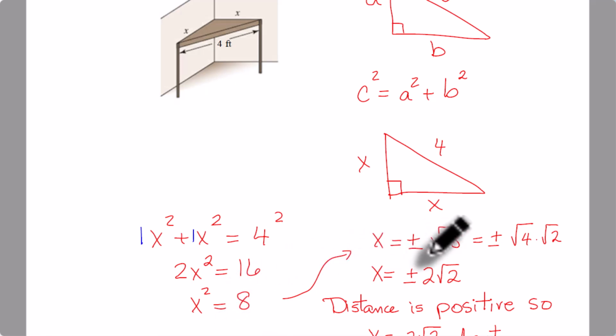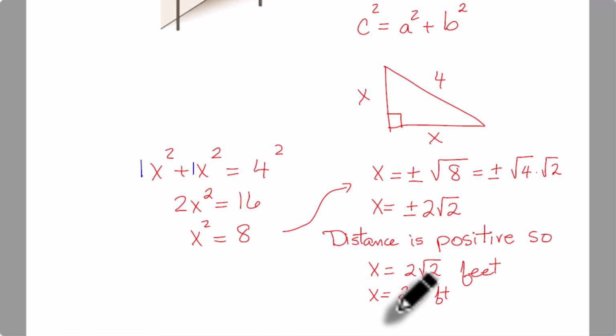All right, so I'm done. X is plus or minus the square root of 8, but I need to simplify that. So 8 is 4 times 2. And so square root of 4 is 2. Now, mathematically, we're done. But in this case, x is a length. A minus makes no sense. And so I only keep the positive number.